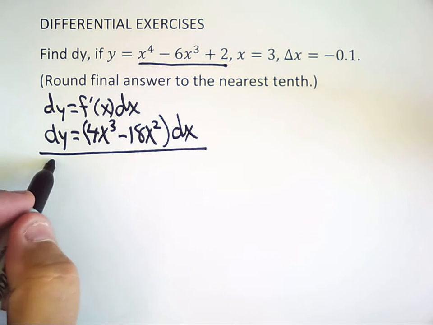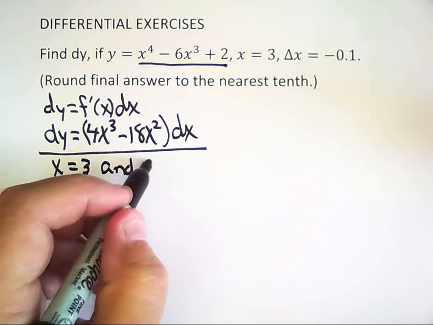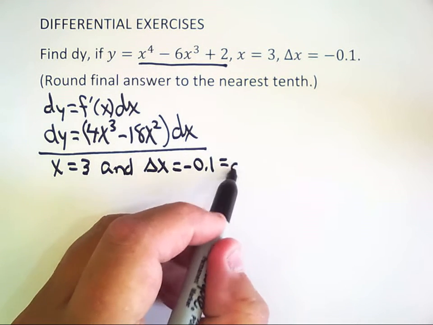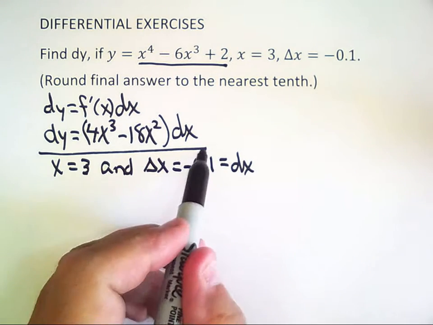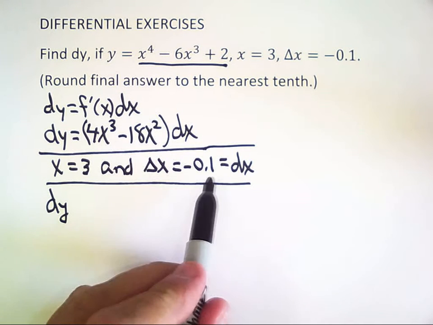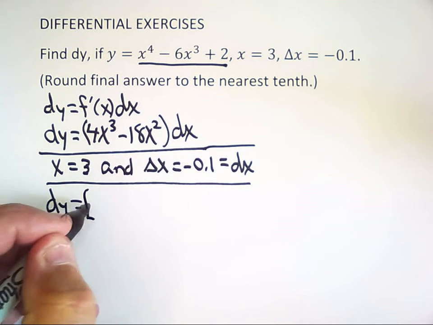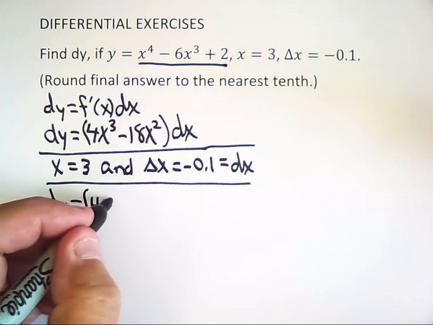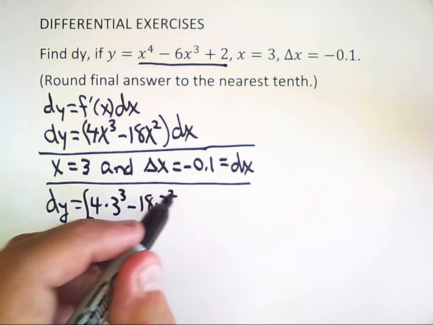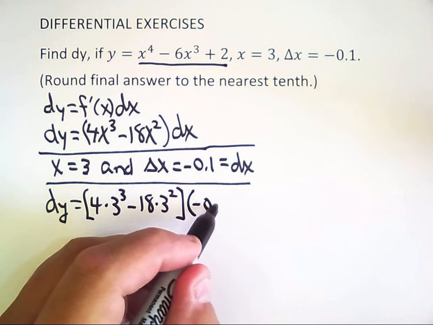Now here we're asked to evaluate that differential when x is 3 and delta x is negative 0.1. And remember, delta x and dx are the same. So it's simply a matter of plugging 3 in for x and negative 0.1 in for dx. Doing that, we get 4 times 3 cubed minus 18 times 3 squared multiplied by dx, which is negative 0.1.